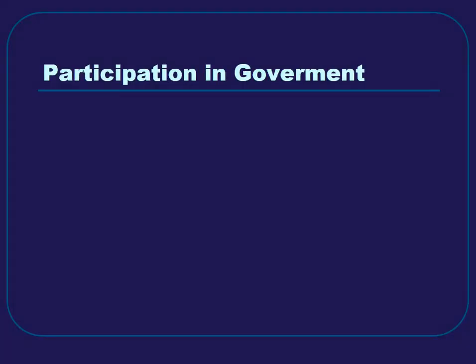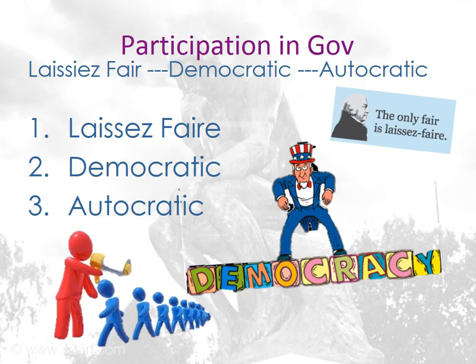That brings us to level of participation in government. Who gets to be part of a government? Who gets to do what within a government? And there are three different ways of looking at things. There is a laissez-faire government, which means basically there is no government, completely hands-off. Democratic government, which puts power in the hands of many people, and an autocratic government, which puts power in the hands of a few people.